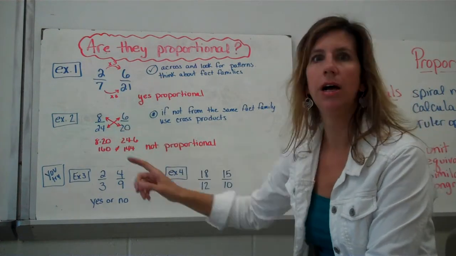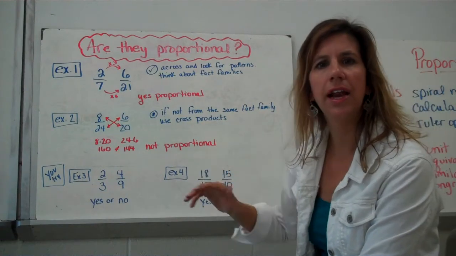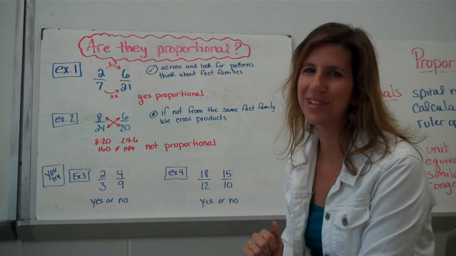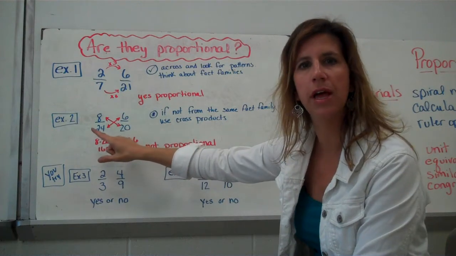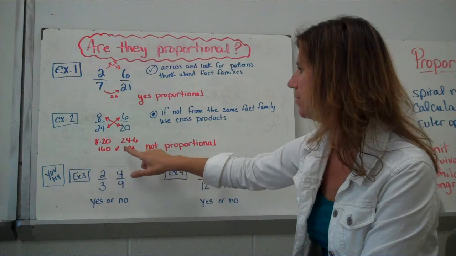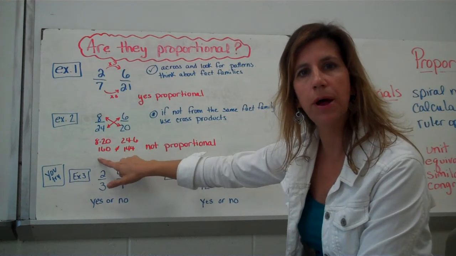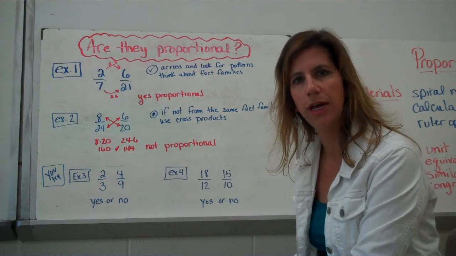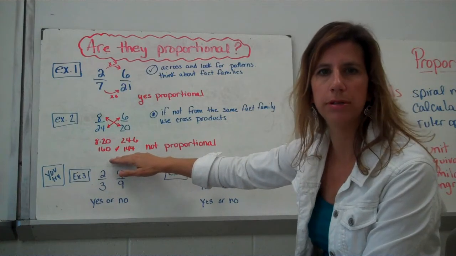If you have numbers that are a little unfriendly, what you can do is use cross products. And I think you remember being taught the butterfly method. That's what this is. The butterfly method is when you take the 2 numbers that are diagonal from each other and multiply them. So here you're going to multiply 24 and 6 together, and you're going to multiply 8 and 20 together, and you're going to look at those 2 products. If the 2 products are equal, then yes, it's proportional. If they're not equal, as in this case, it is not proportional.